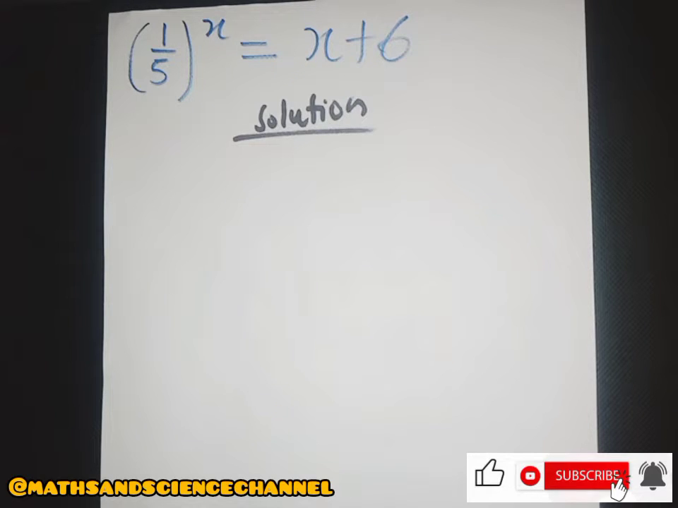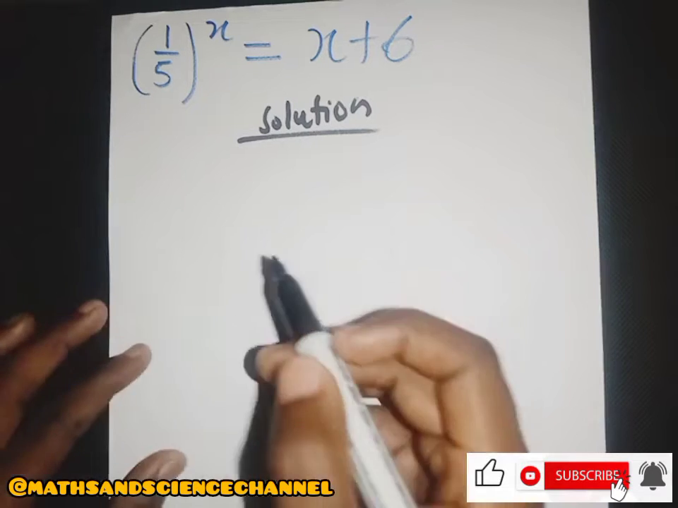Now we have a question over here: (1/5)^x being equal to x + 6, and therefore we have to find what are the possible values of x in this case. Now if you look at the equation over there, we can basically use an analytical approach in solving all of that.